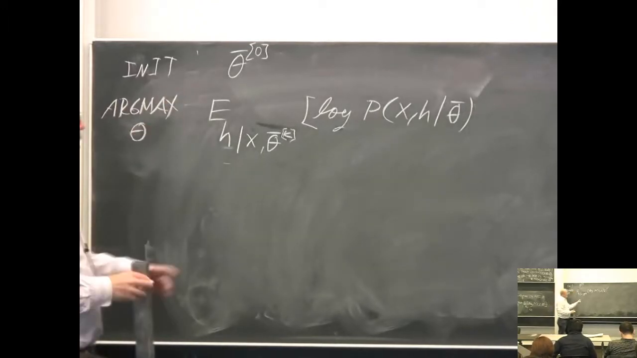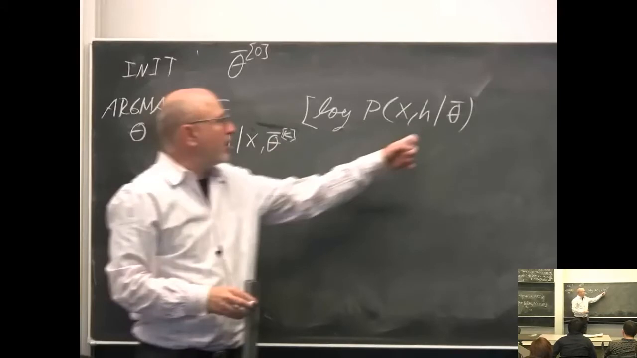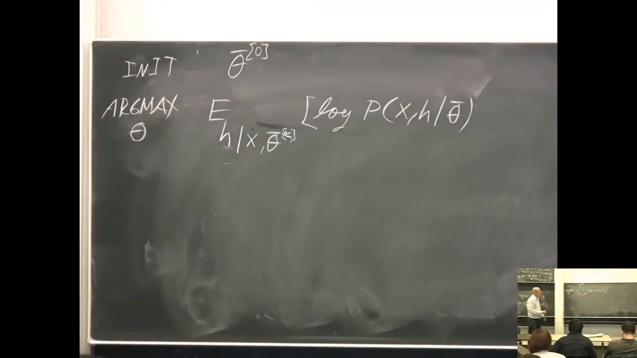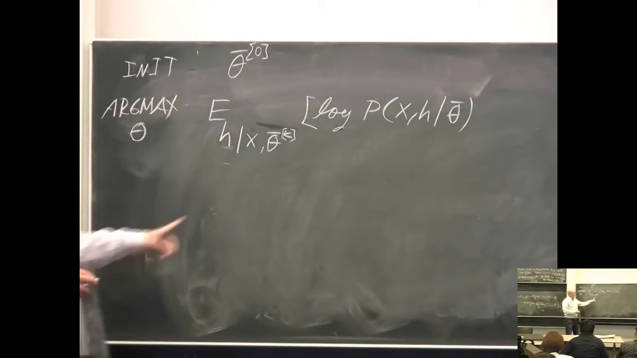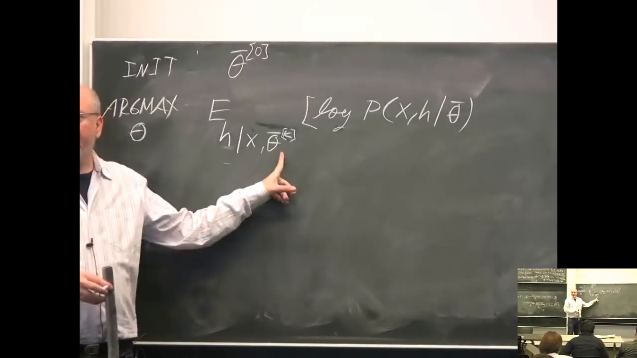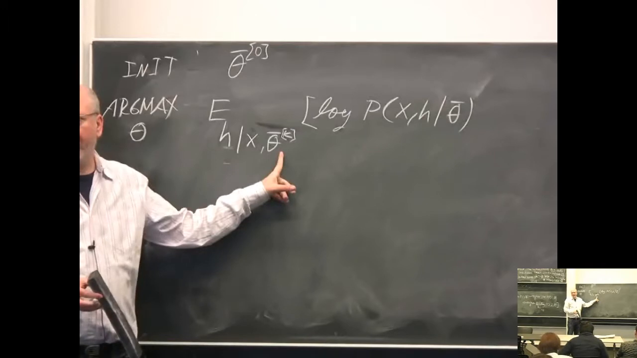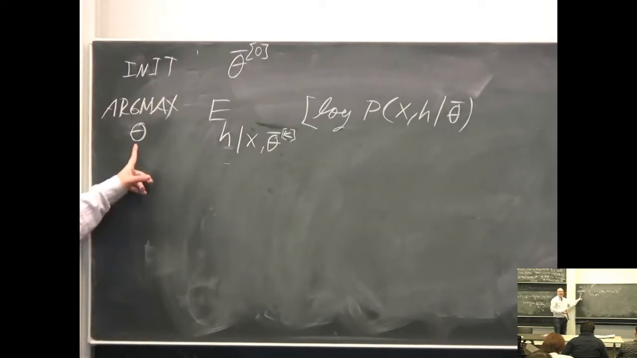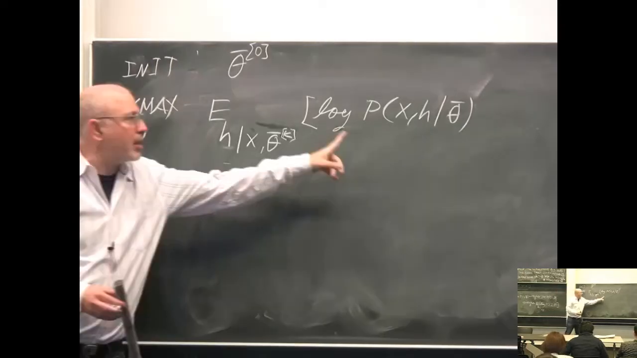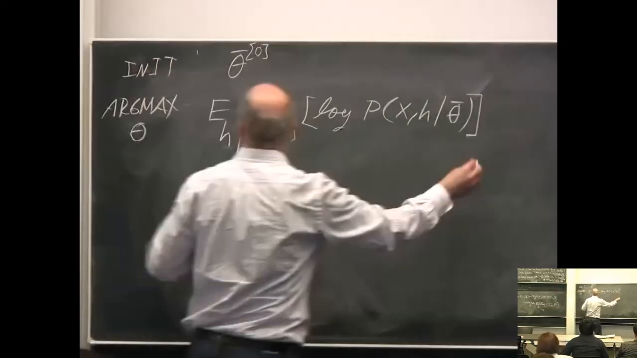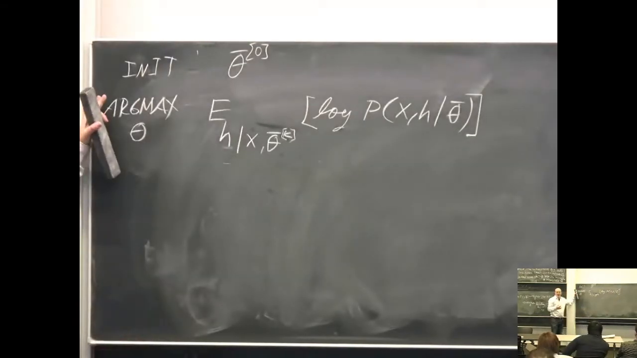Now, I want to emphasize the difference between this theta and this theta. This theta is a fixed number that was fixed in the previous iteration, or a fixed set of numbers that was fixed in the previous iteration. This theta is a dummy variable. Dummy variable means a variable that sits inside here, but as soon as you leave this maximization operation, it doesn't exist anymore. It's like for I goes from 1 to 1,000, do something. The I doesn't exist outside that loop.